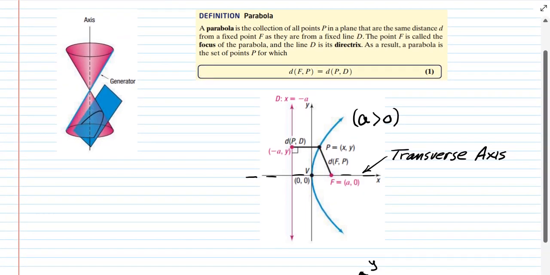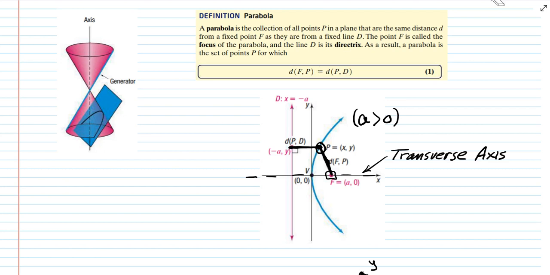So what is the formal definition of a parabola? I'm looking at the definition here right out of your book. A parabola is a collection of all points, or we say the locus of all points P, in a plane that are the same distance d from a fixed point F, which is known as the focus of the parabola. Okay, so here's what that means. Here's a point on this parabola. And this is a fixed point F, which we call the focus. This distance is exactly the same distance as from the point to a line behind the vertex called the directrix.